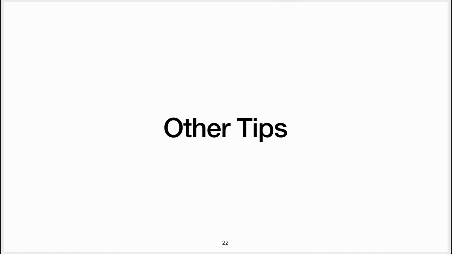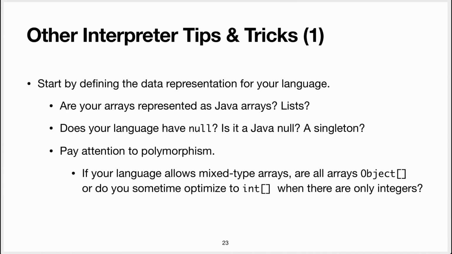For the last part of this video, we're going to talk about some other tips and techniques that you can use to write AST interpreters. So the first thing you should start doing when you write your interpreter is to define the data representations that you're going to use for your language.